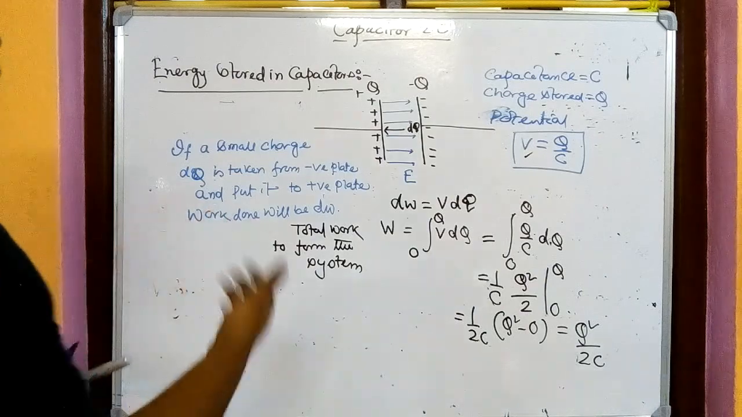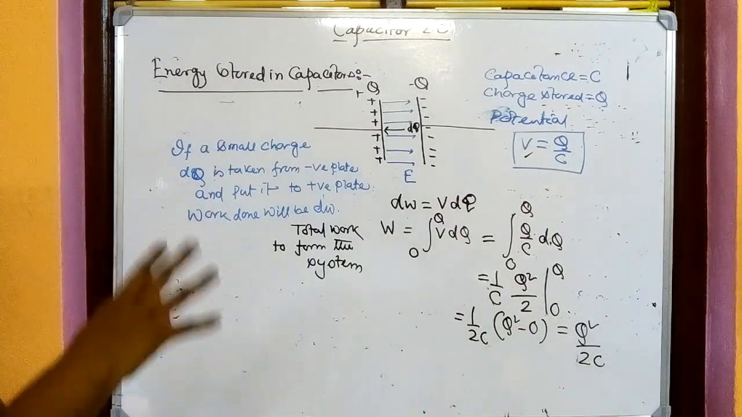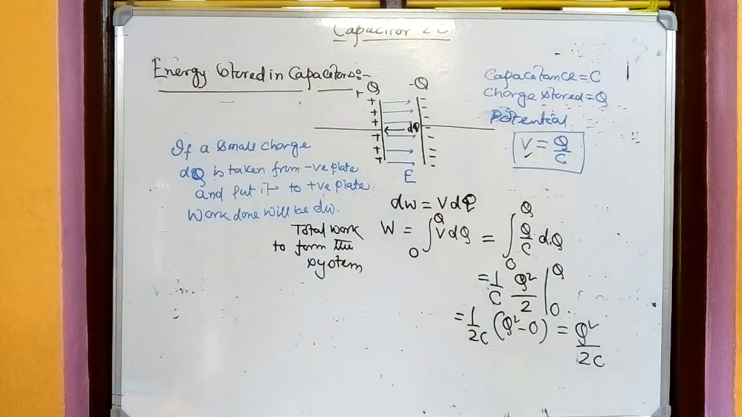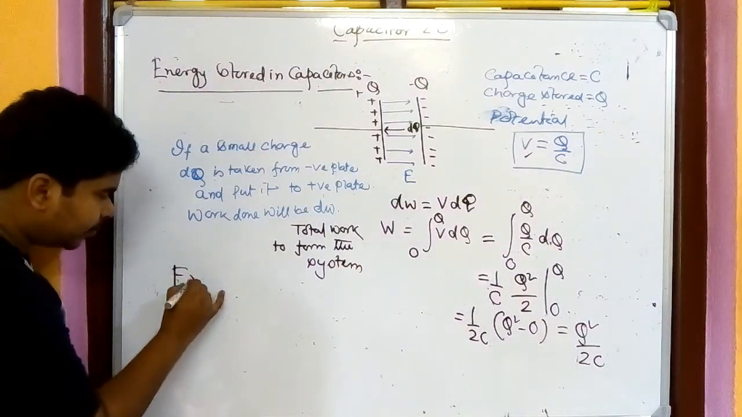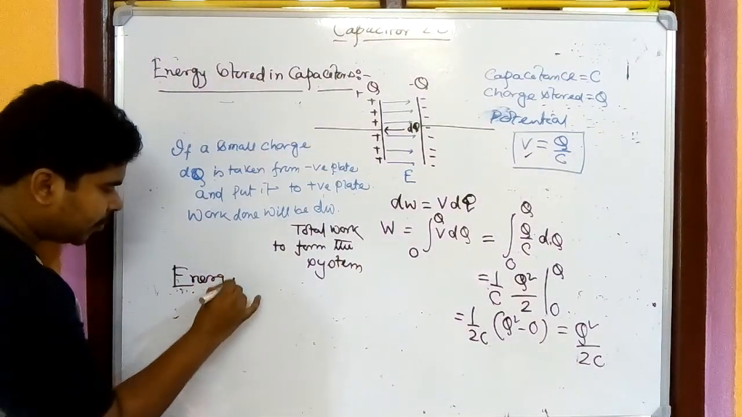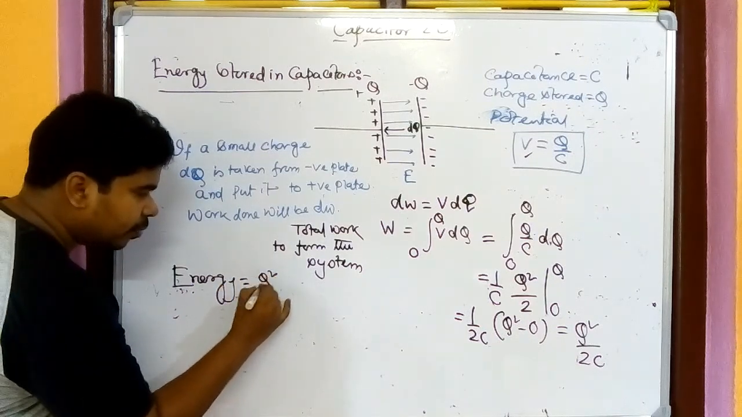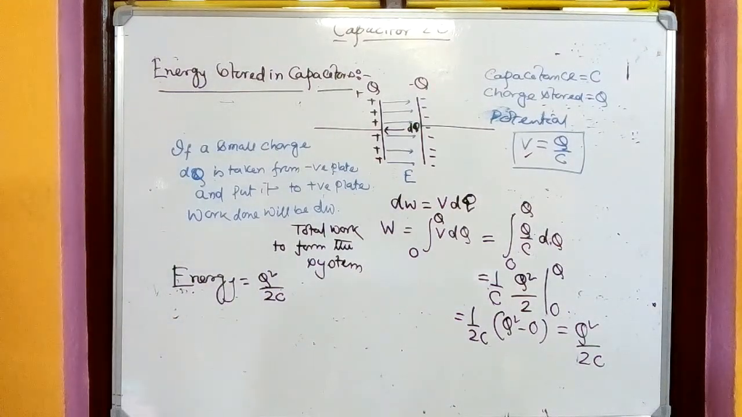However much work you have done, that much work should be stored in the capacitor as its energy. So energy is equal to Q square by 2C.